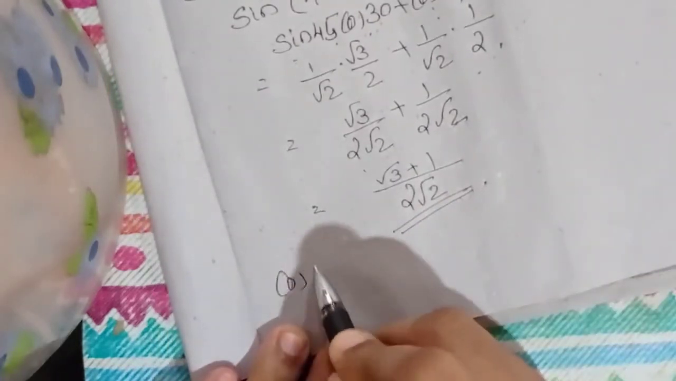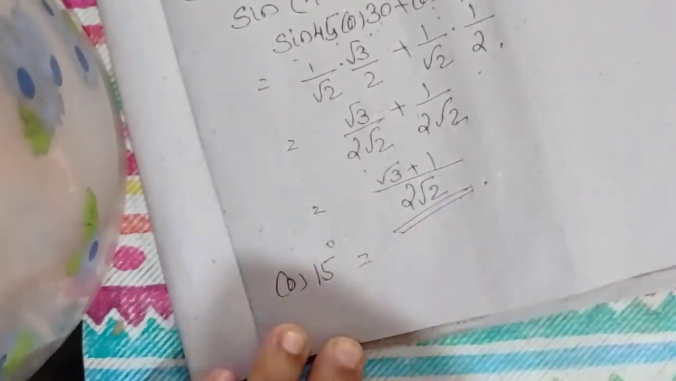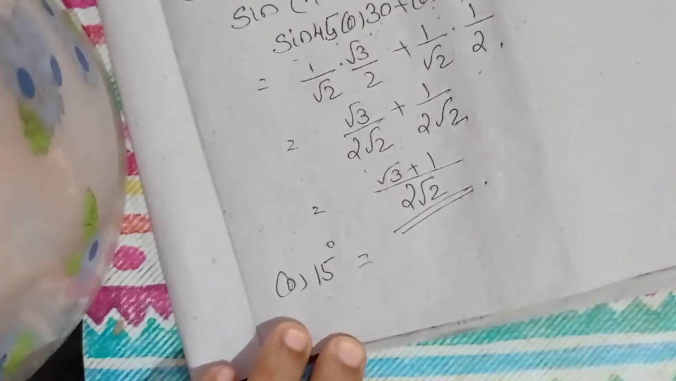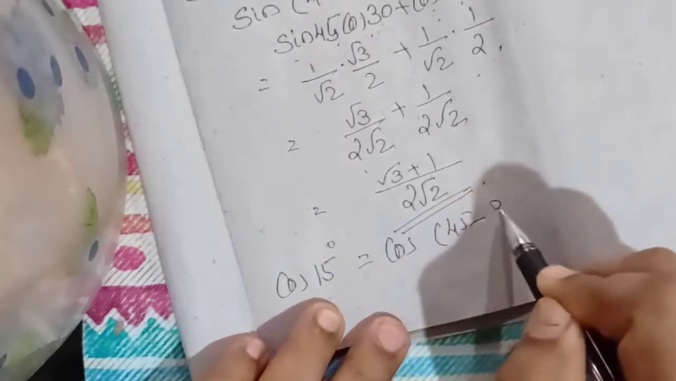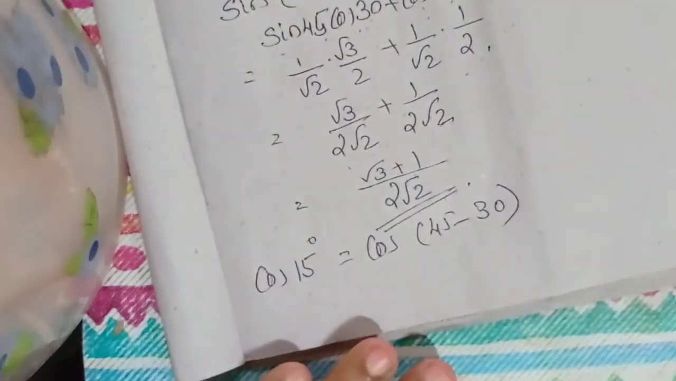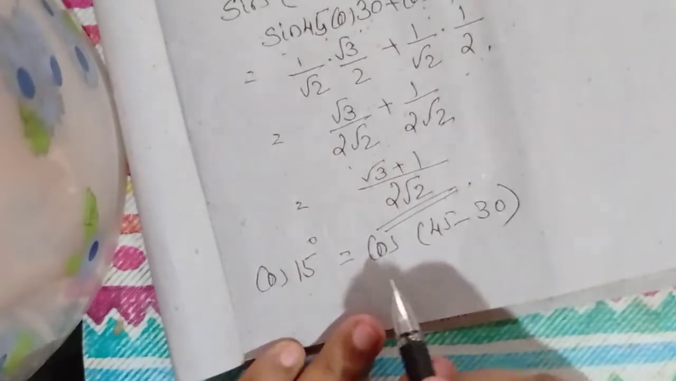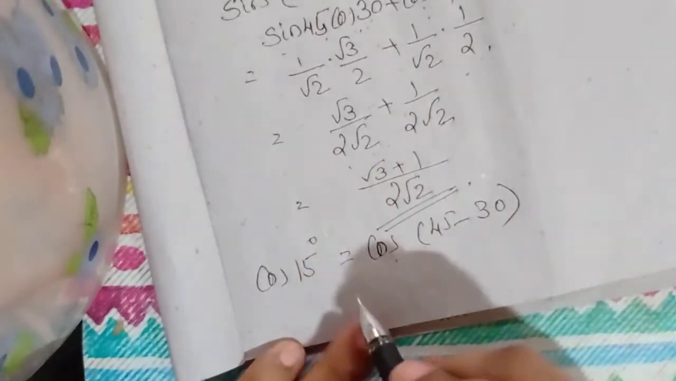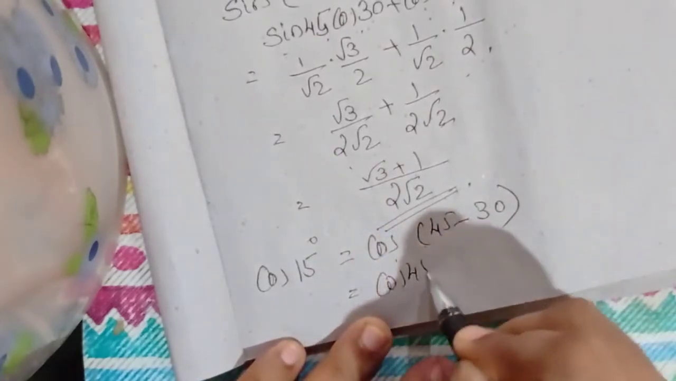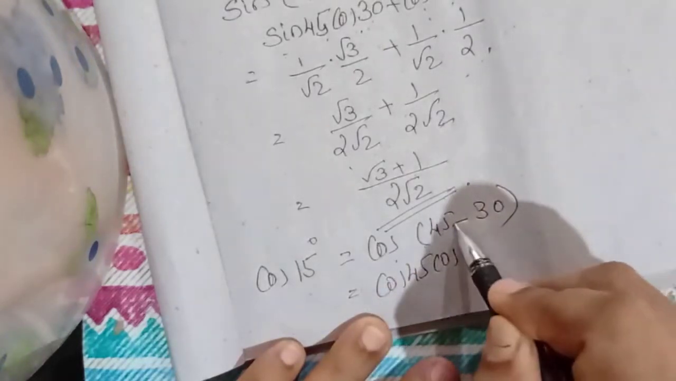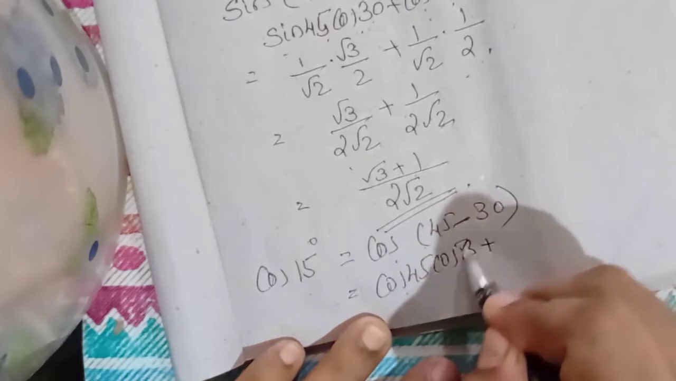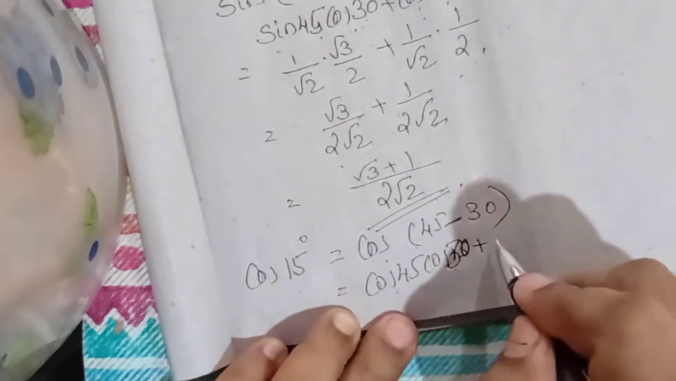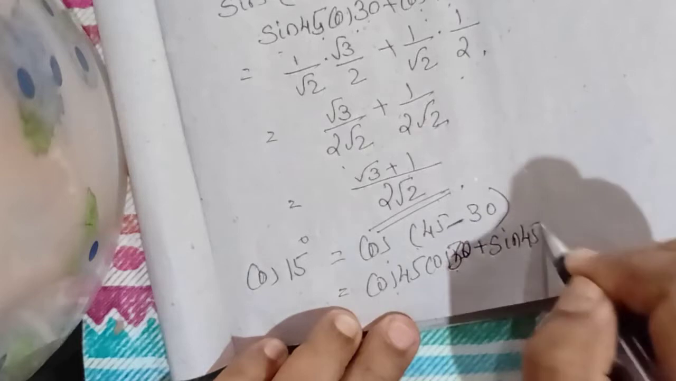Write the second one. Cos 15 degree. How can you write cos 15? Cos 45 minus 30. What is the cos A minus B formula? Cos A cos B, if the middle sign is minus, here plus. That means cos 45 cos 30 plus sin 45 sin 30.